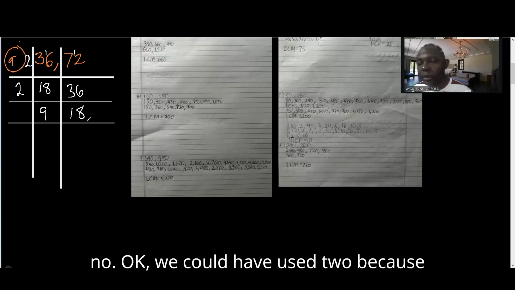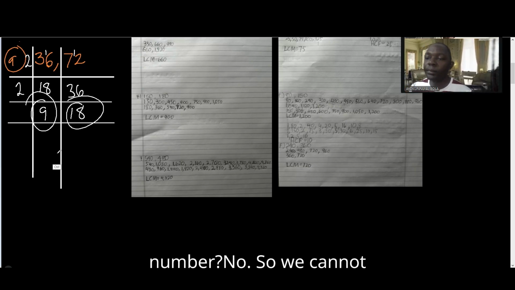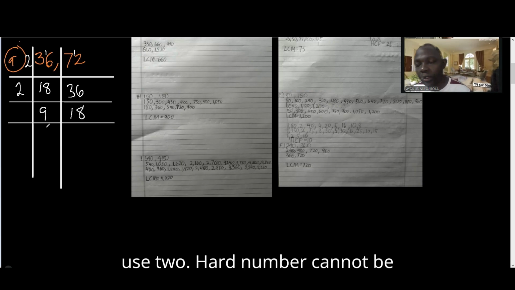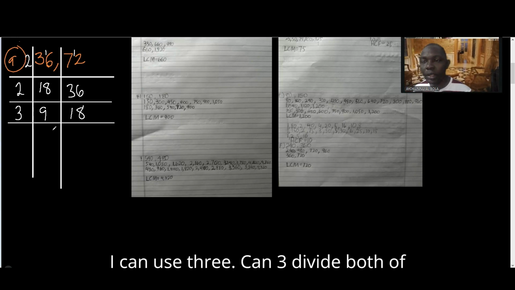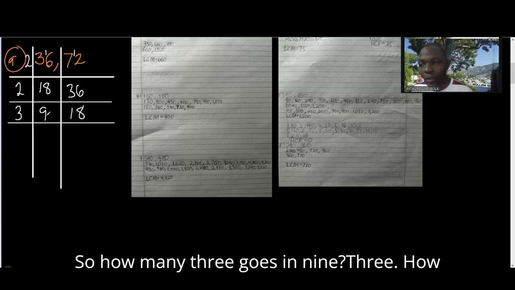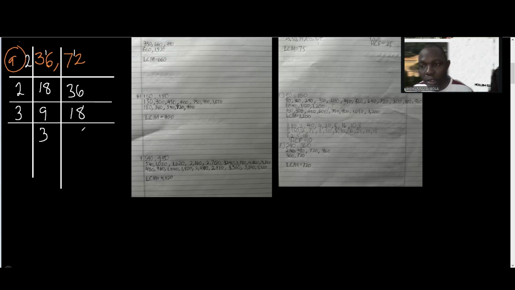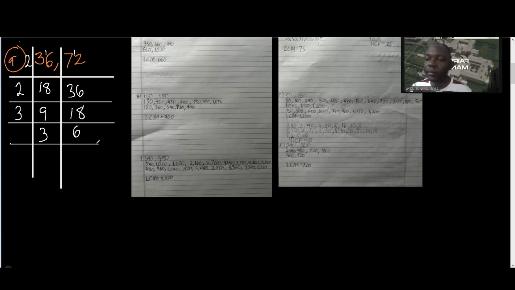No. Okay, we could have used 2 because this is an even number, but is this one an even number? No. So you cannot use 2. An odd number cannot be evenly divided by 2. So what can I use? I can use 3. Can 3 divide both of them? Yes. So how many 3 goes in 9? 3. How many 3 goes in 18? 6. Is that clear?